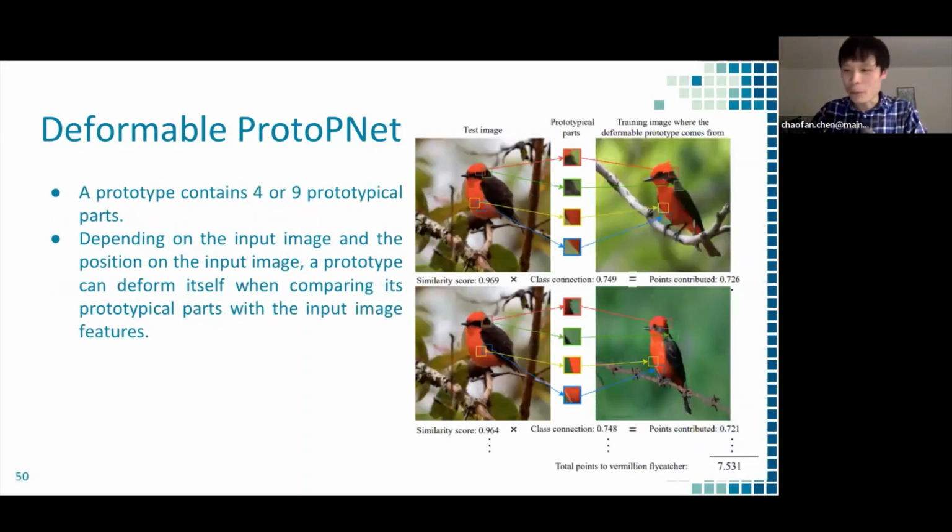So the new thing about this model is that we basically augment each prototype with 4 or 9 prototypical parts. So now a prototype is not one single part; a prototype consists of 4 parts or 9 parts. And as the name suggests, we can deform the prototypes. So depending on the input image and the position on the input image, our deformable ProtoPNet is able to deform the prototype when comparing its prototypical parts with the input image features. So this gives us another way to learn the deformation of different test images.